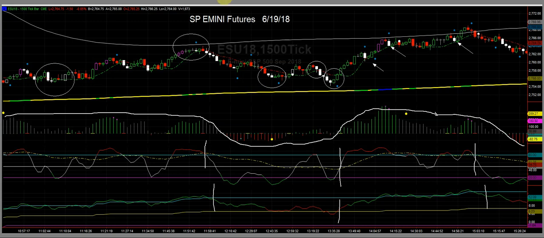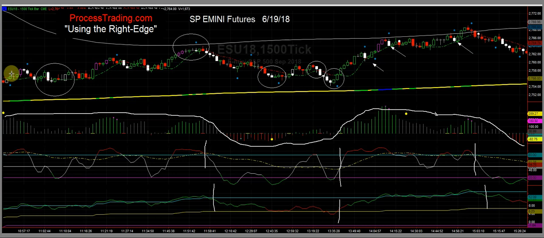Okay, this is the daily money-making setups that occurred on the S&P E-mini futures for June 19th. We're using the 1500 tick bar chart as well as the processtrading.com right edge trading system. Now, what we'll see is that during the overnight, the S&P tumbled down to like 2736.